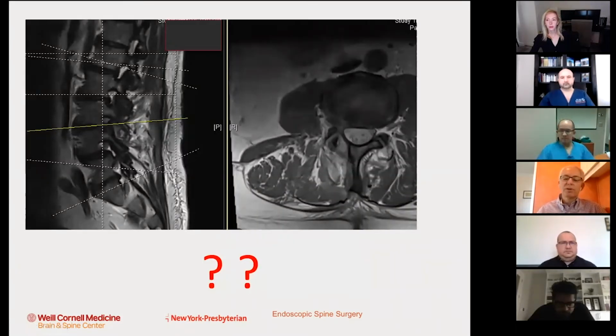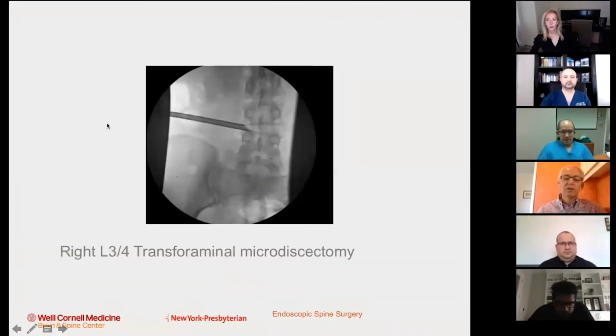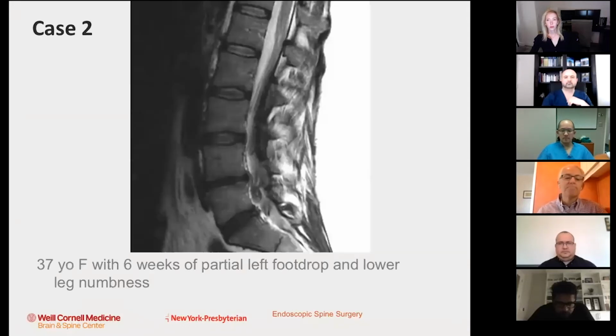So this, again, is the image showing the stenosis. I thought this was very good for a transforaminal microdiscectomy. I really wanted to make sure to reopen that foramen as well for the nerve root decompression.